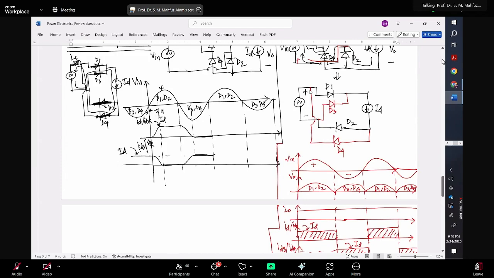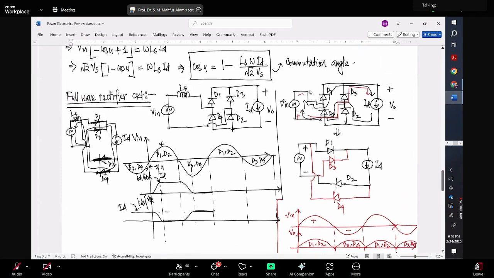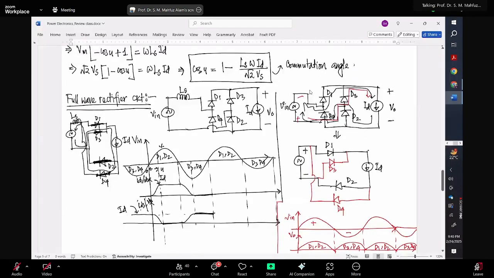Do you understand what I am trying to say? So when D3 and D4 were operating, what was the direction of current? The correct direction of current was like this. So the current during the negative half cycle is going in that direction, right?